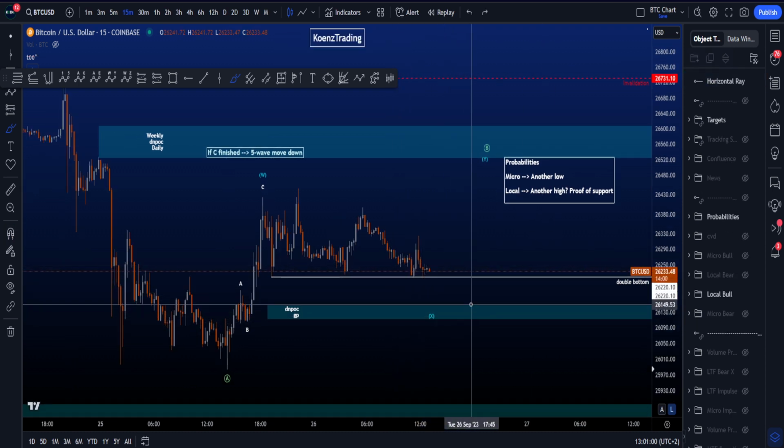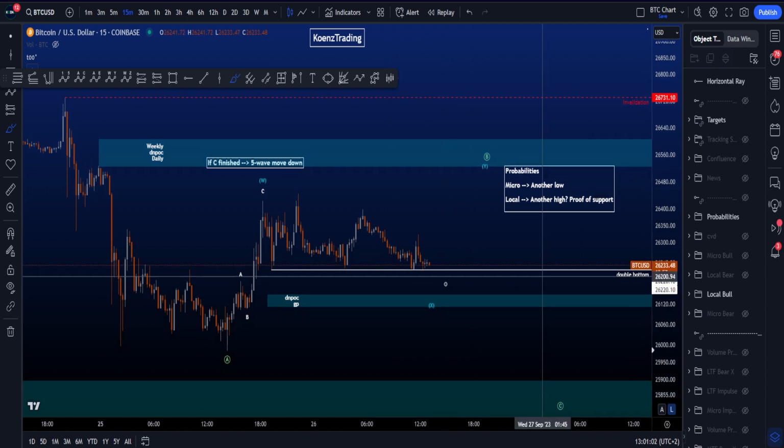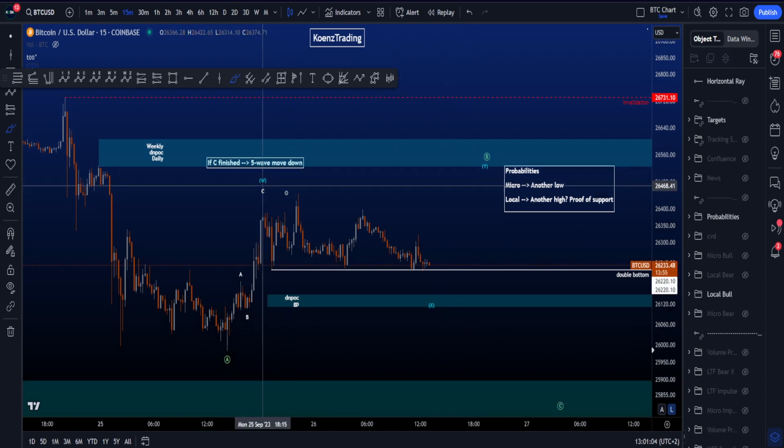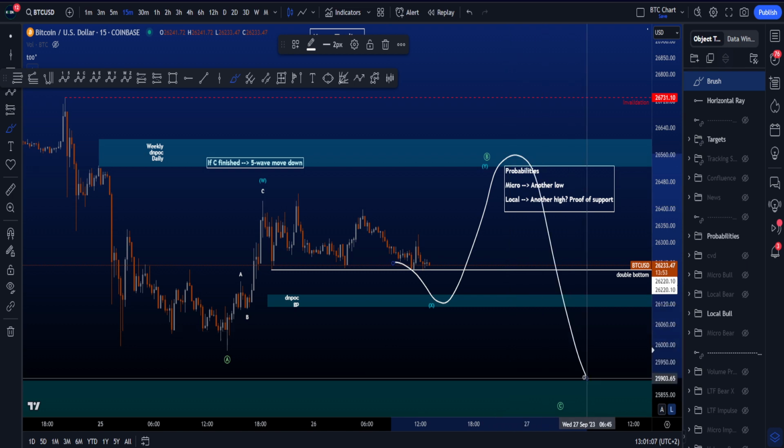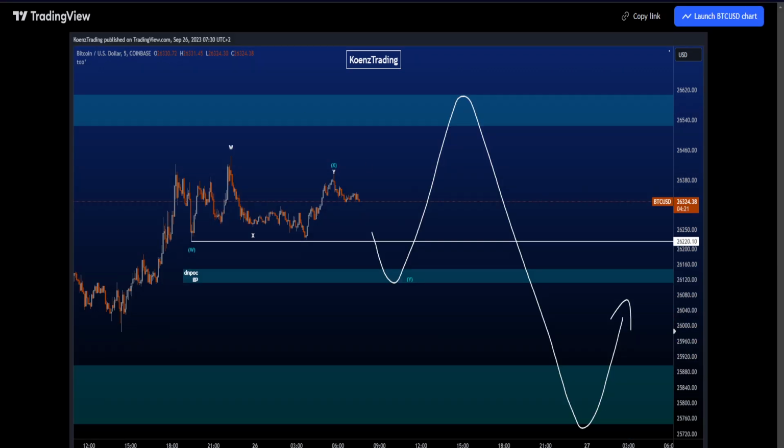Both of the scenarios are probable, but I think based on Elliott Wave theory and the rules, this is currently a higher probability scenario leading to this structure over here.